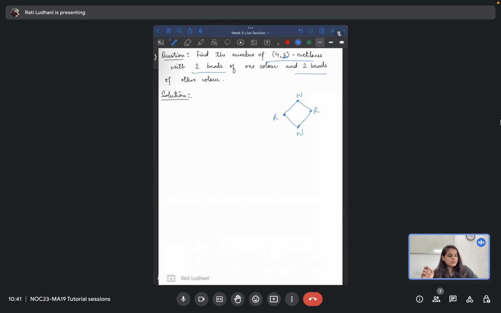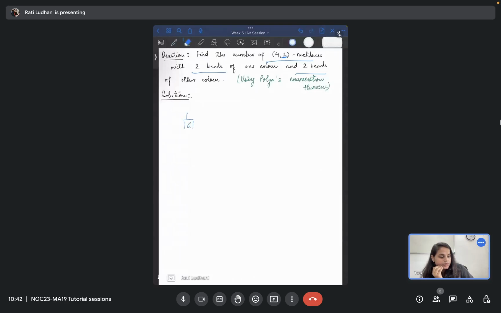Okay, so this is one option. You can have anything else. So this you need to calculate using Polya's enumeration theorem or formula. You need to calculate using that. So what does that formula say? The formula says, if you remember, the cardinality of G. So basically you have been asked this.